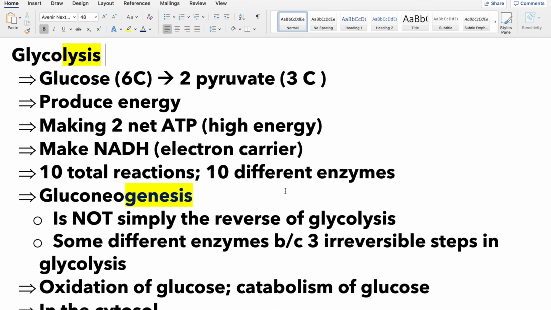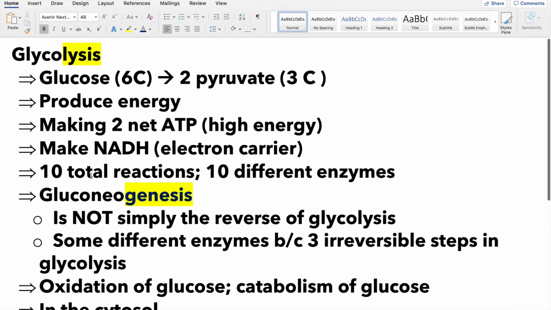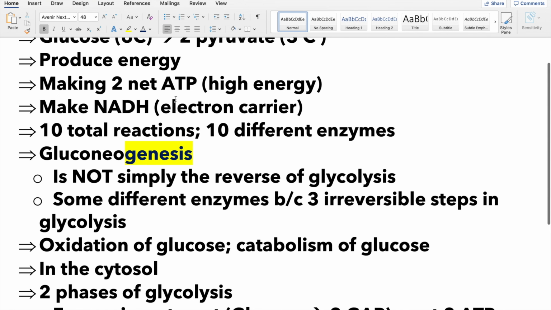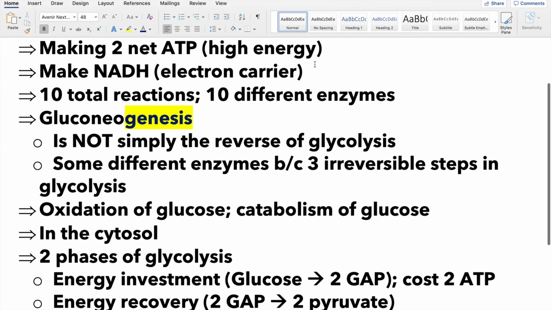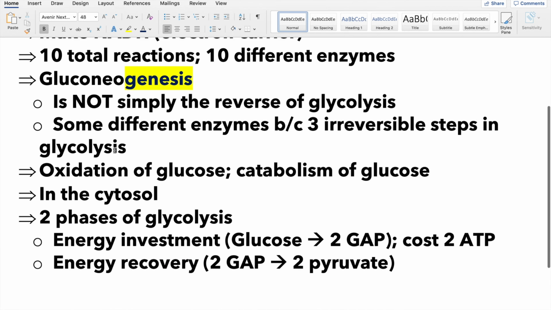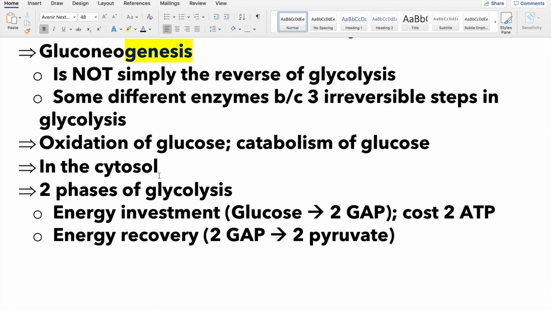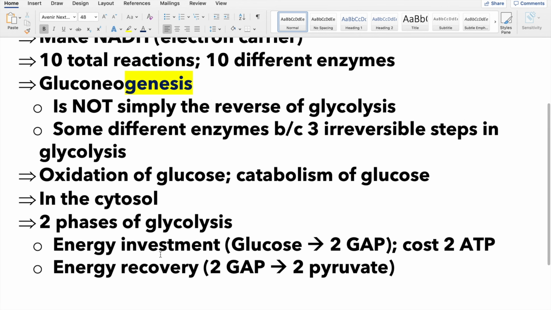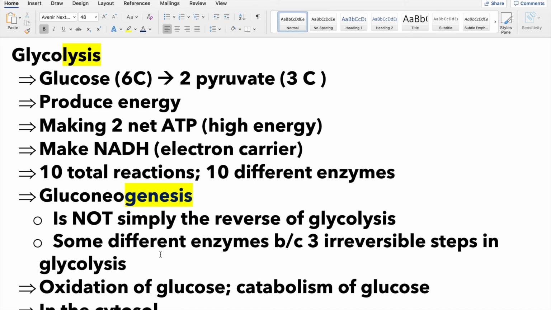that glucose into energy. And just a quick summary before we go: remember, glycolysis is breaking down glucose into 2 pyruvate molecules. We made a total of 2 net ATP. We also made some NADH. And remember, NADH will give those electrons somehow into the electron transport chain, which we will talk about later. There's a total of 10 reactions, 10 different enzymes, and there's 2 different phases of glycolysis: an energy investment phase and an energy recovery phase. But the big takeaway from this is that we're breaking down 1 glucose molecule into 2 molecules of pyruvate.